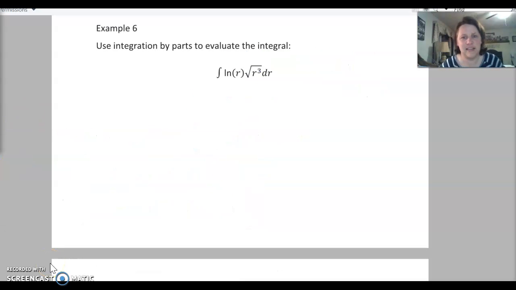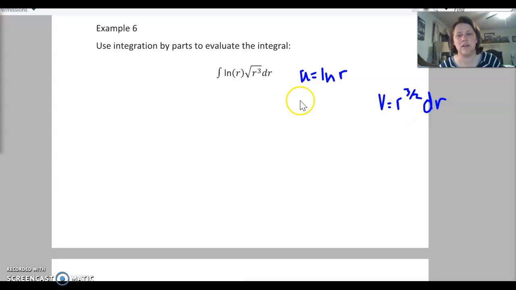Alright, example number 6 is a little bit of a tedious problem. I'm not really going to work through the whole thing. Just the same as everything else that we've done. Make sure that you choose your u to be the natural log of r, your v to equal, let's just say, r to the 3/2 dr. Integrate here, take the derivative of this, plug it into your equation, and then simplify it down as much as you can. No numbers here, so we're not finding an actual number. Just simplifying, remember to add c.